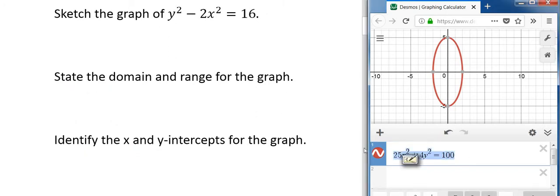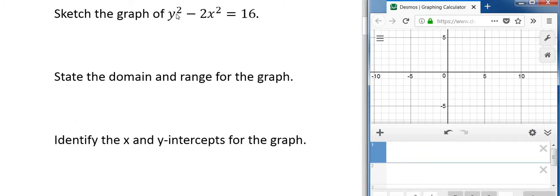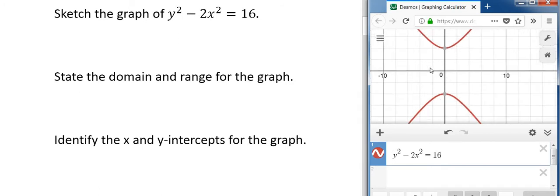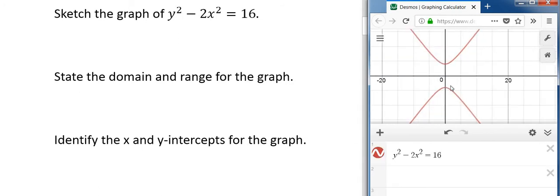Let me wipe out this graph. Sketch the graph. Well, notice these are subtracted. Hey, that's got to be a hyperbola, right? But again, we're just going to type it right into Desmos. And notice the y is first, it's positive, so that means it should be opening up and down in the y direction. Let's go type it in. So y squared minus 2x squared equals 16. Hey, there we go. Again, let me zoom in a little bit so we can see what's going on.